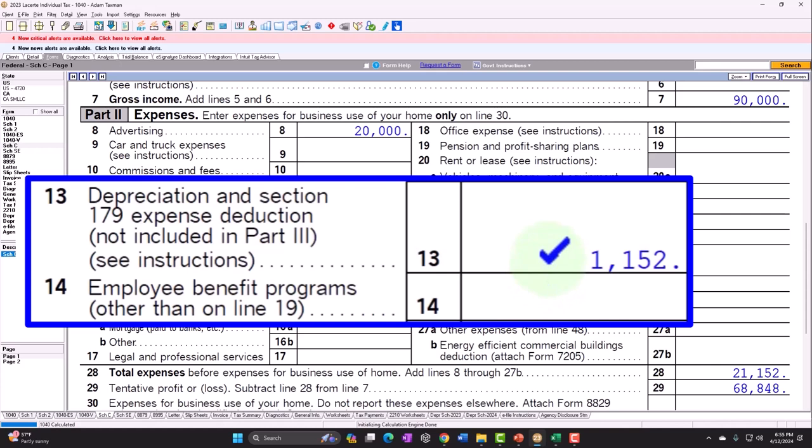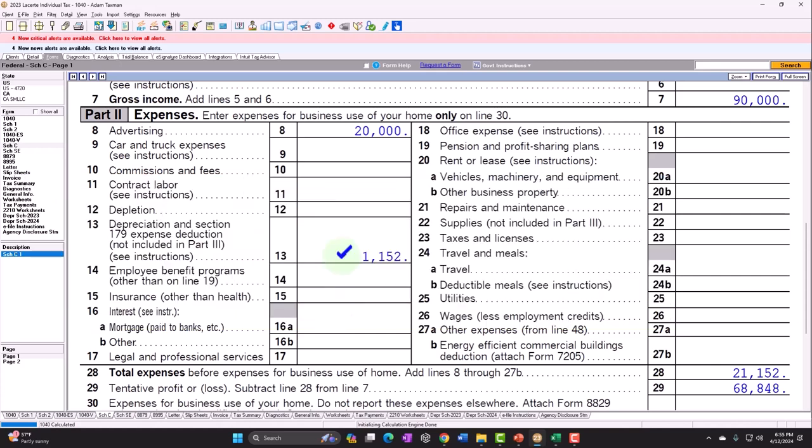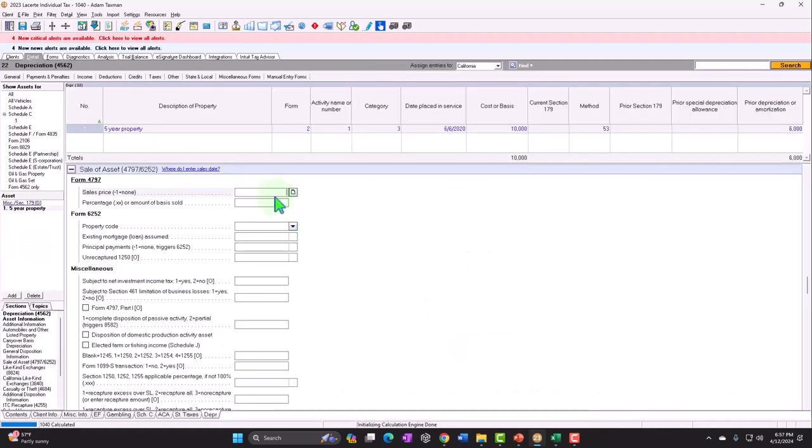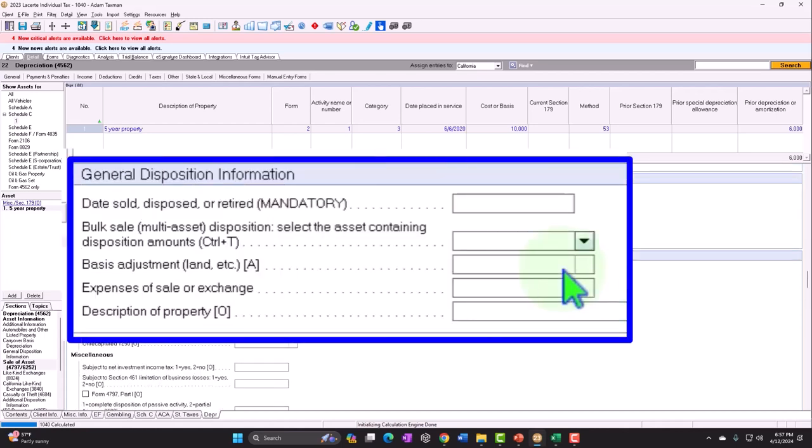Now we're going to imagine that we sell that piece of property in the current time period. So what if we sold it? So let's say we sold it for $8,000. So $8,000, that's going to be our sales price that we sold the equipment for, let's say on 06-15-24, and so there we have it.